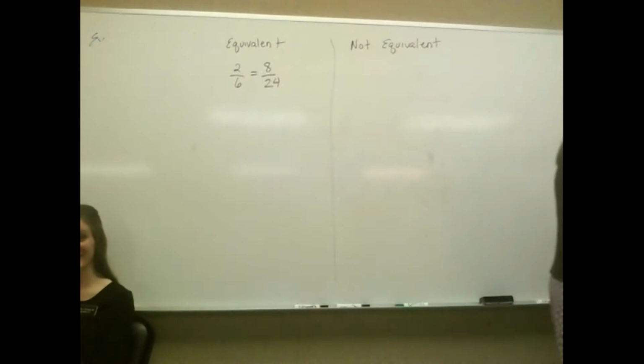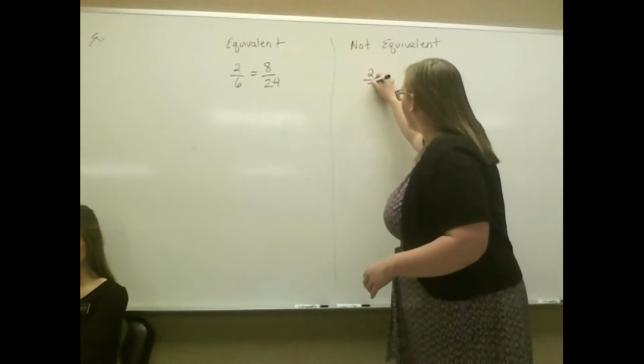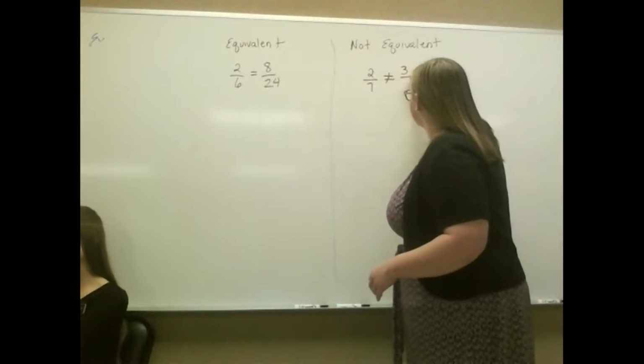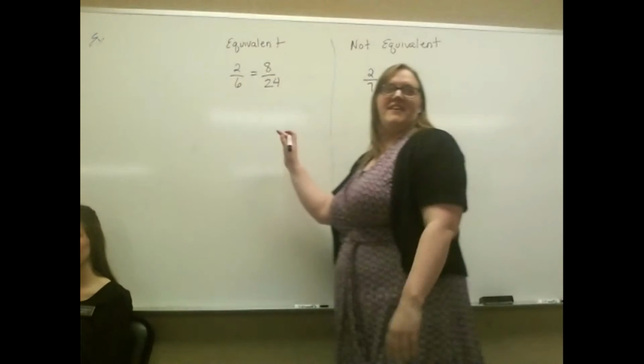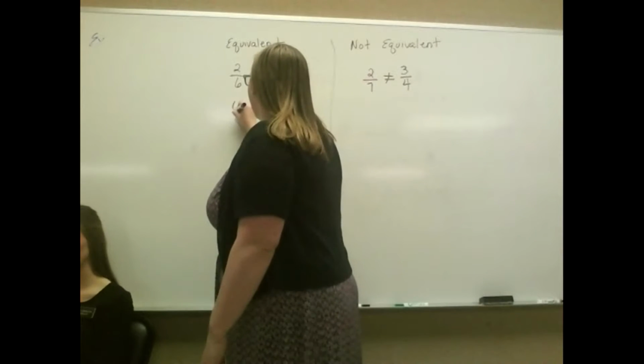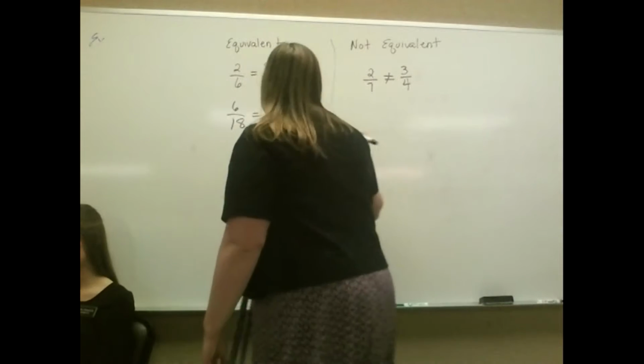And what did you get for not equivalent? I was thinking like 2/6 equals 1/3. Okay, all right, not equivalent. And then I did 2/7 is not equal to 3/4. That is correct. 2/7 is not equivalent to 3/4. All right, Dallas, what'd you get for your equivalent? I got 6/18 and 3/9. Okay, perfect. And for not equivalent?